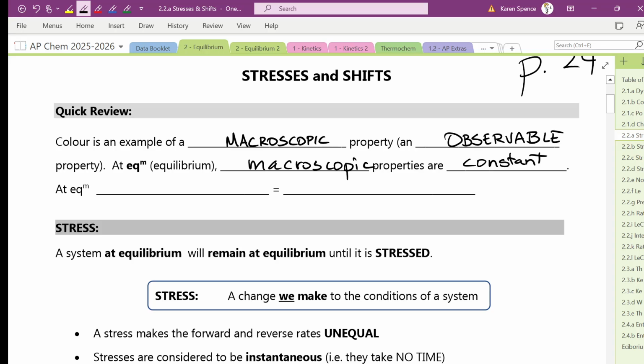And at equilibrium, what two things are equal? Forward rate, reverse rate.